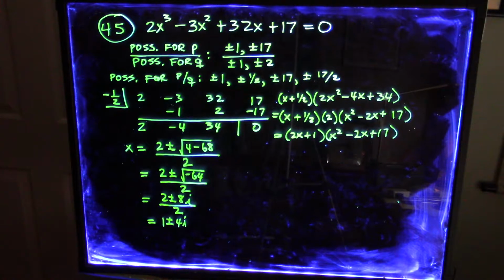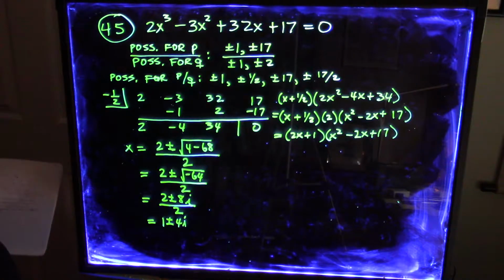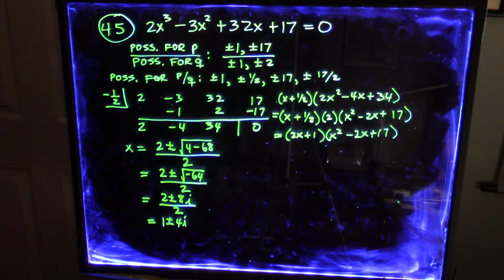So this can be written as 1 plus or minus 4i. Okay, so we've got the roots -1/2, 1 plus 4i, and 1 minus 4i.